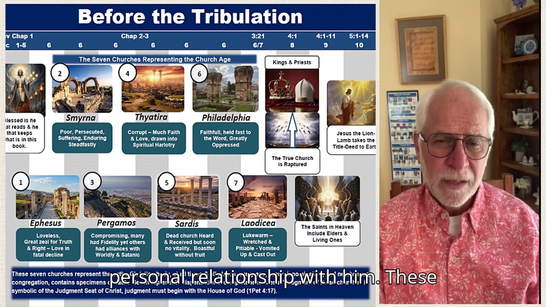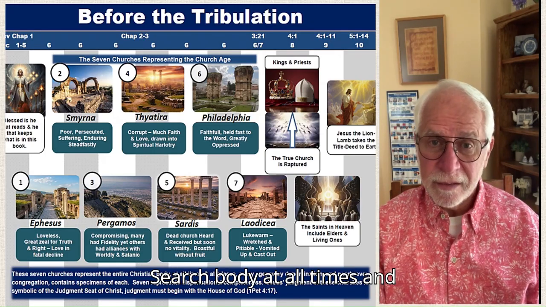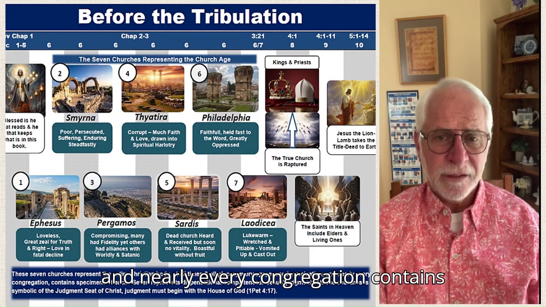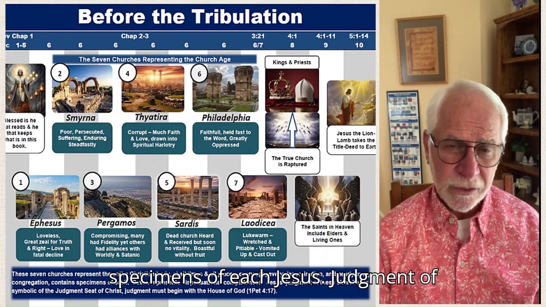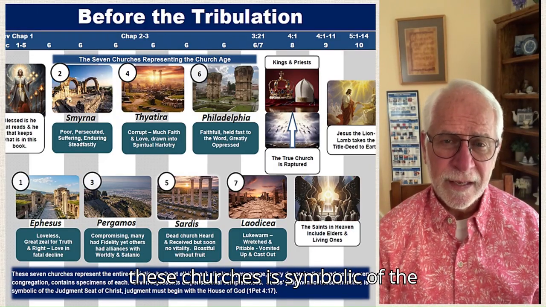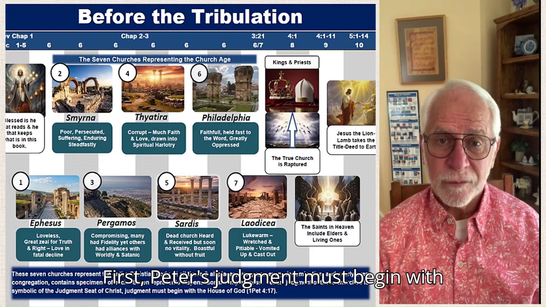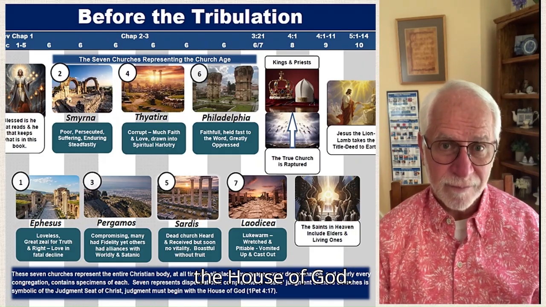with him. These 7 churches represent the entire church body at all times and places. Every age, every denomination, and nearly every congregation contains specimens of each. Jesus' judgment of these churches is symbolic of the judgment seat of Christ. Confirmed in 1 Peter, judgment must begin with the house of God.